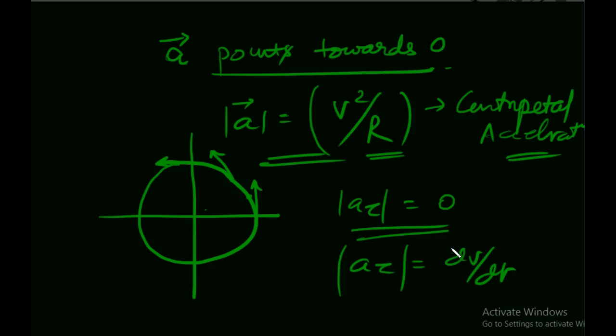If we take the modulus, then this would be 0 because velocity is constant. The magnitude of it obviously is constant. Here it is v, here it is v, here it is v, here it is v. Only the direction is changing.